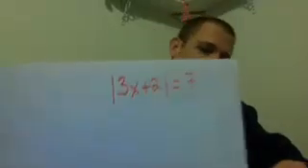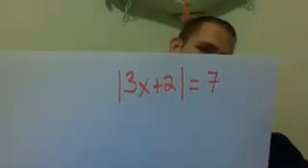So the first one we're going to try is just a basic absolute value problem. We're going to try the absolute value of 3x plus 2 equals, let's go with 7. Okay, so we're going to try the absolute value of 3x plus 2 equals 7.